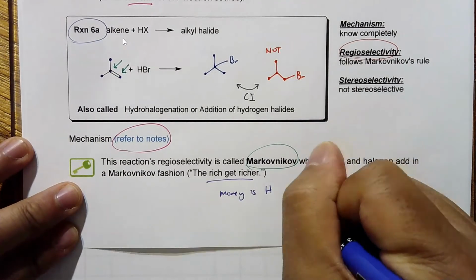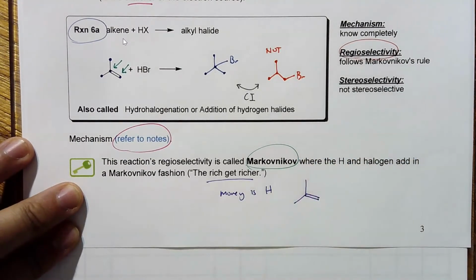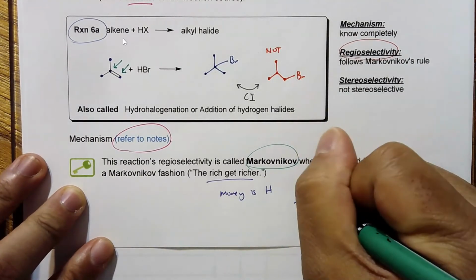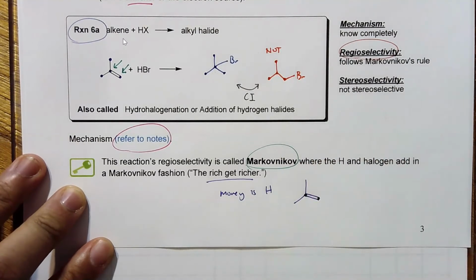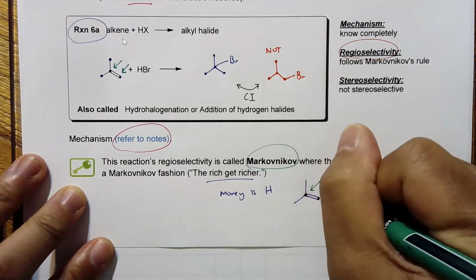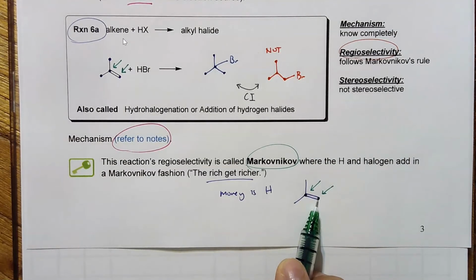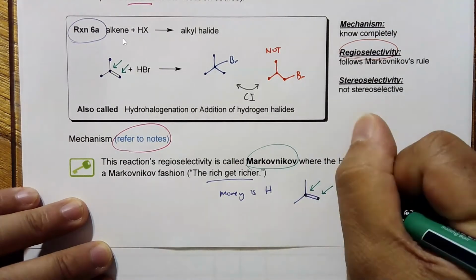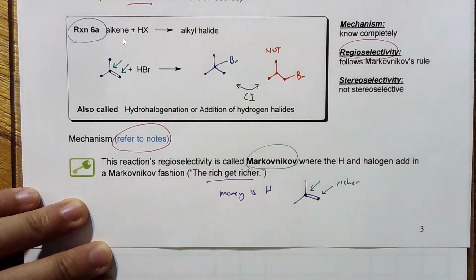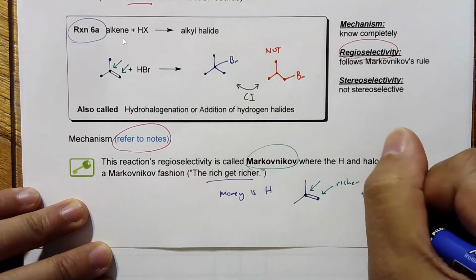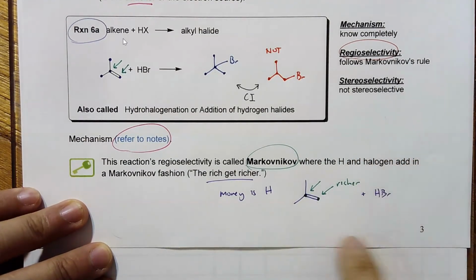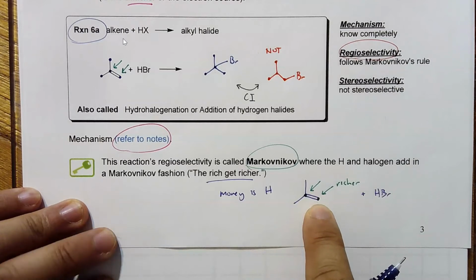Take a look at this starter material that we have here. Which carbon is richer in hydrogen? This one or this one? See, this carbon has one hydrogen. This carbon has two hydrogens. This is the richer one. So when you're adding HBr, the rich get richer.